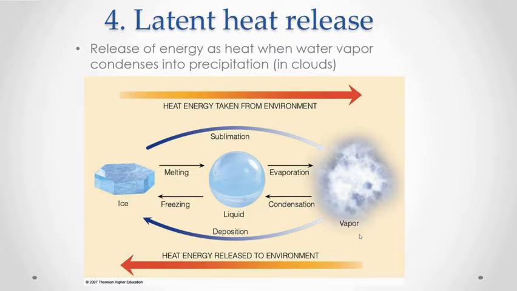But in order for ice to turn into vapor, it needs to take heat energy from the environment. The energy you need to melt the ice has to come from the environment. Conversely, when you take water vapor and solidify it, energy is released to the environment. We see this most often when water vapor condenses into precipitation, it releases energy to the environment.